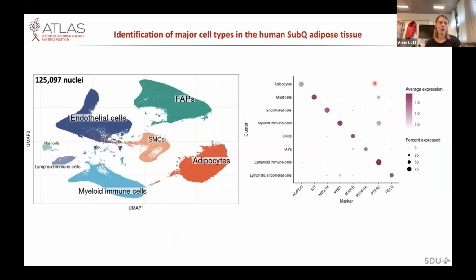the human adipose tissue, where we see all of the major cell types in the tissue: the adipocytes, the fibroadipogenic progenitor cells, the smooth muscle cells, and endothelial cells, the myeloid and lymphoid immune cells. And all of these different clusters are really covered by a high number of nuclei. And as expected, we also see a very distinct gene signature in these.